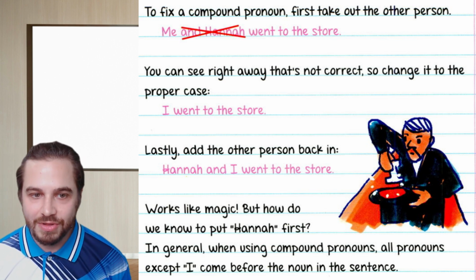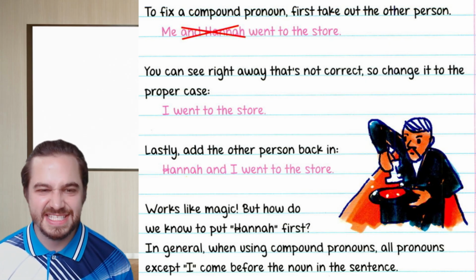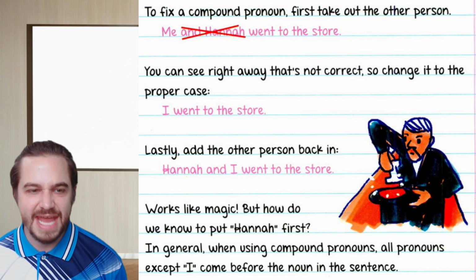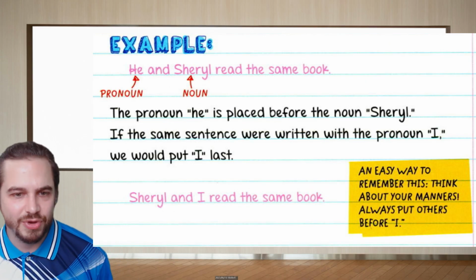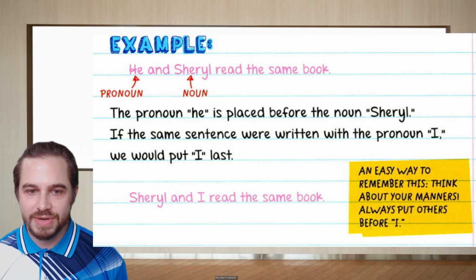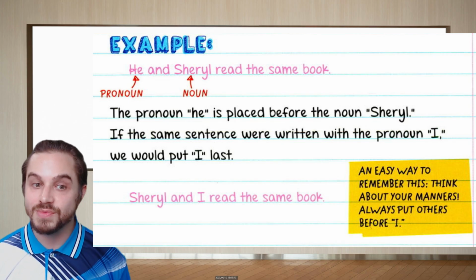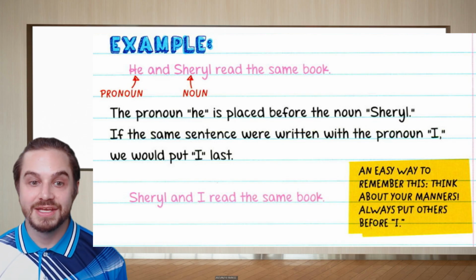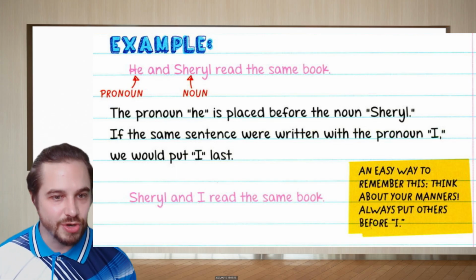In general, when using compound pronouns, all pronouns except I come before the noun in the sentence. He and Cheryl read the same book. He's the pronoun, Cheryl's the noun. He comes first. But if it was written with I, then Cheryl would come first. Cheryl and I read the same book.